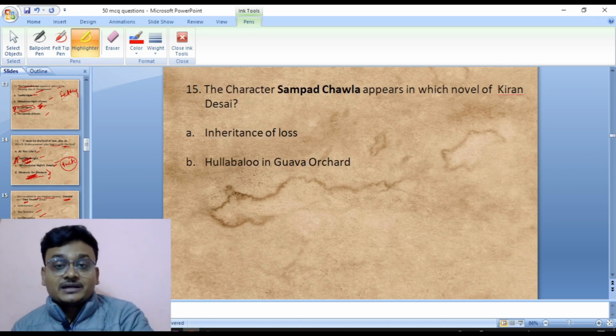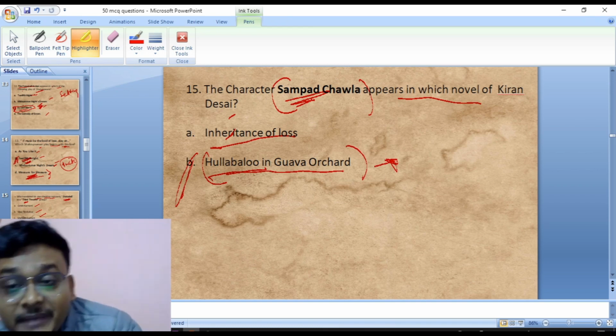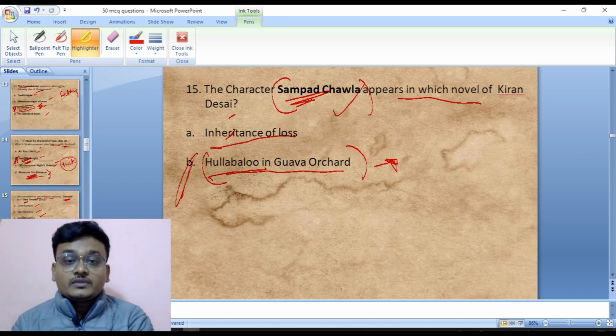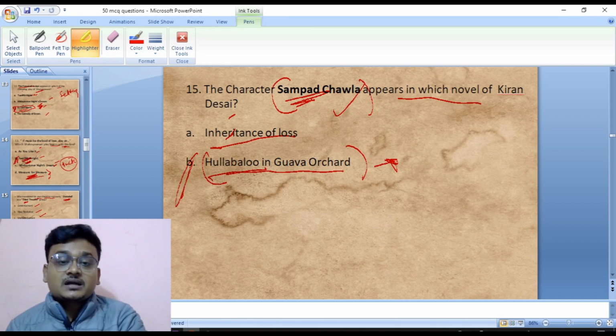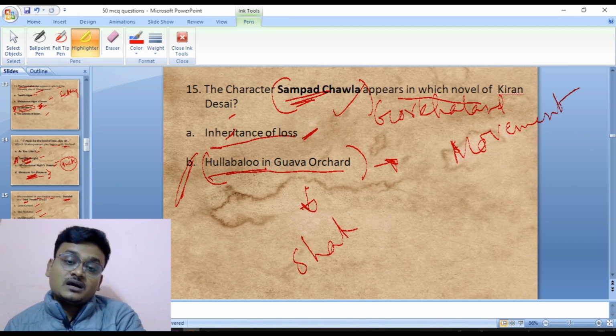We're going to move to question number 15. The character Sampath Chawla appears in which novel of Kiran Desai? Kiran Desai has mainly written two famous novels: one is The Inheritance of Loss, another is Hullabaloo in the Guava Orchard. So Sampath Chawla appears in which novel? The option B here, Hullabaloo in the Guava Orchard. Sampath Chawla is the main protagonist of this novel, which is set in Shahkot, Punjab, and The Inheritance of Loss was set during the Gorkhaland movement.